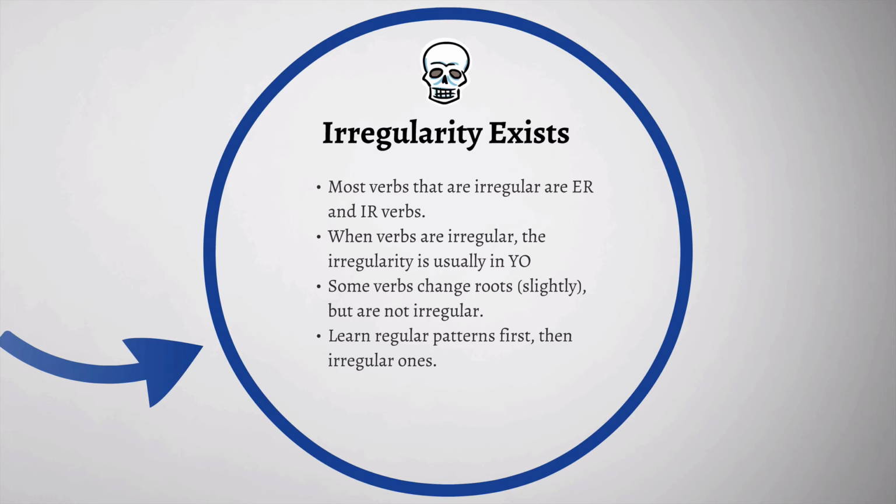Most irregular verbs are ER, IR verbs. When they are irregular, the irregularity usually pops up in the first person. Some verbs change roots a little bit. You may have heard of stem changing verbs, but they're not actually irregular, meaning that their terminations are consistent. What you want to do is learn our regular patterns first, and then we can look at irregular verbs later.